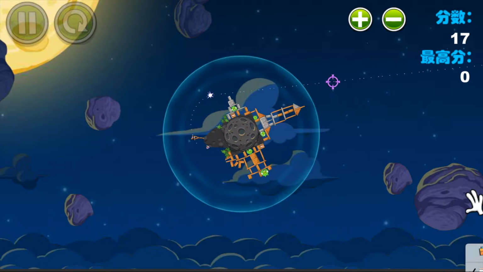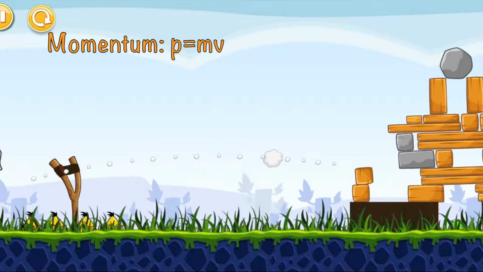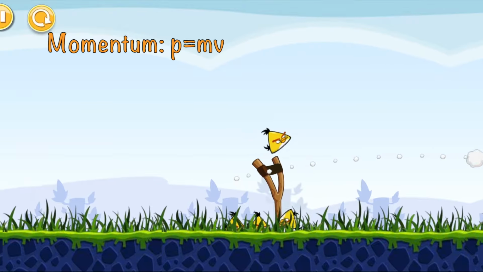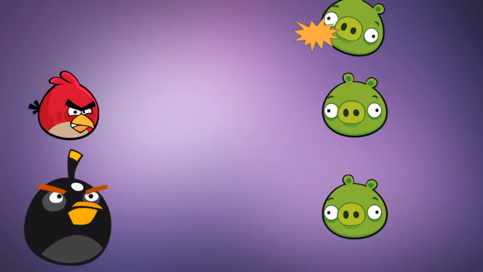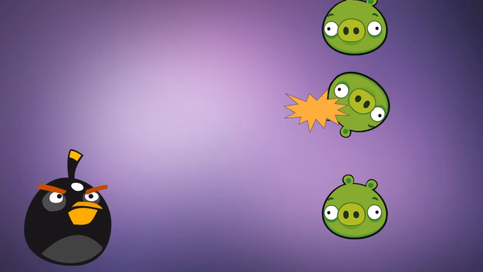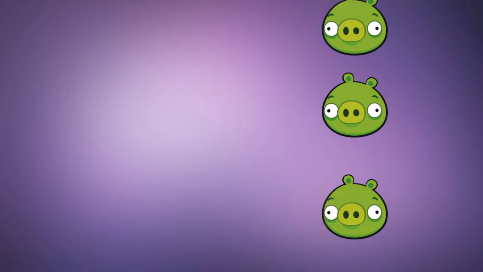The final concept we will discuss is momentum, which is a product of mass and velocity and a measure of how hard it is to stop something. To better understand the concept of momentum, imagine this. Let's say you are the target of the Angry Birds. Would you rather be hit by blue, red, or bomb bird? Chances are bomb bird's going to hurt the most. Because of its larger mass, it will have the greatest momentum.